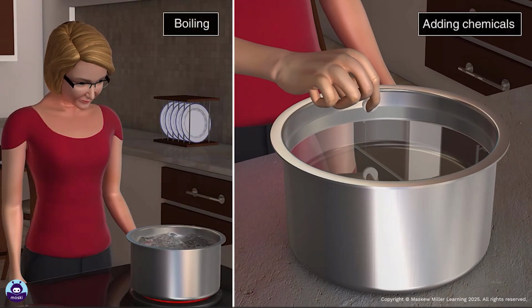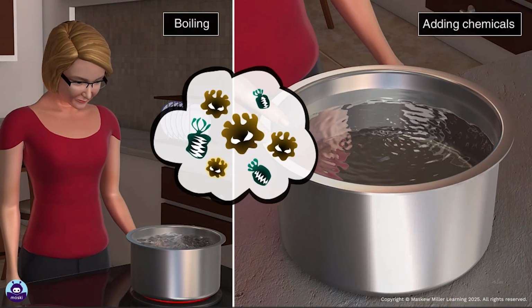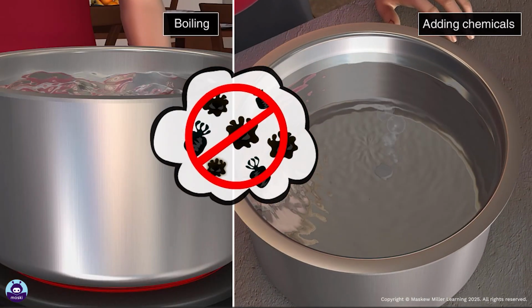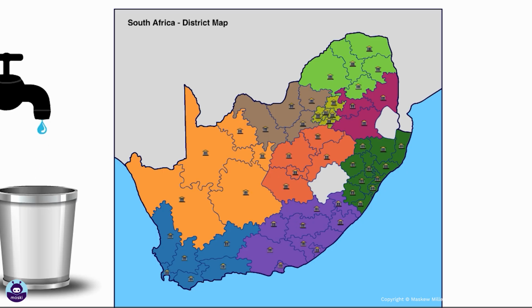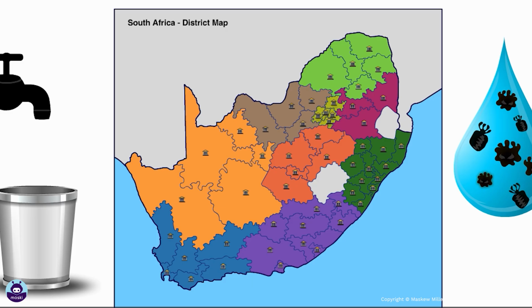Boiling and adding chemicals are the only processes that kill all of the harmful bacteria and make the water safe to drink. Some of these processes that we have learned about are used by the municipality to clean our water. This makes sure that we have water that is safe for us to drink.